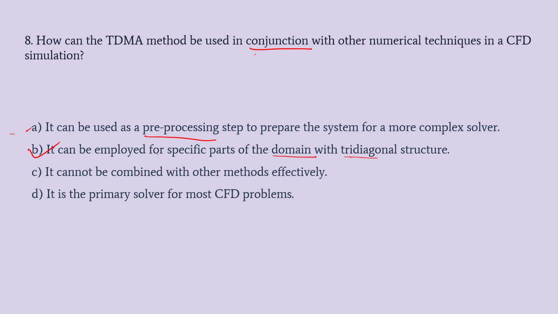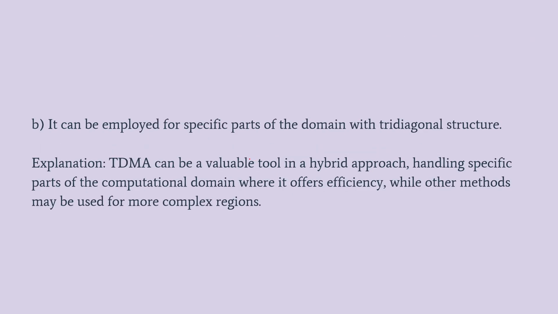So option C is it cannot be combined. It's wrong. It can be combined, and it is not the primary solver. So the option that works well for the question is option B, that it can be employed for specific parts of the domain with tridiagonal structure. Such an approach is called a hybrid approach, when we are using different solvers for different computational domains. So we can choose particular solvers for particular computational domains, keeping computational efficiency in our mind.